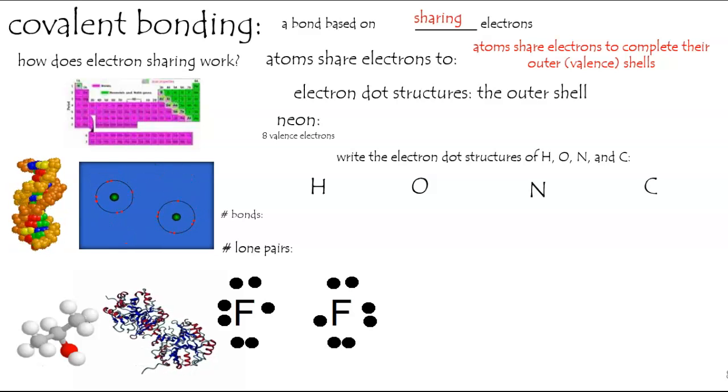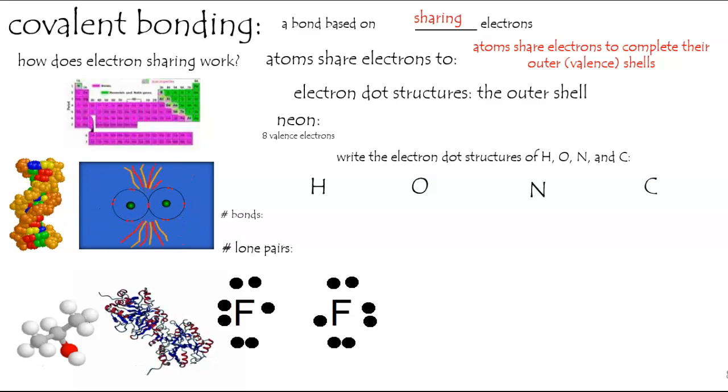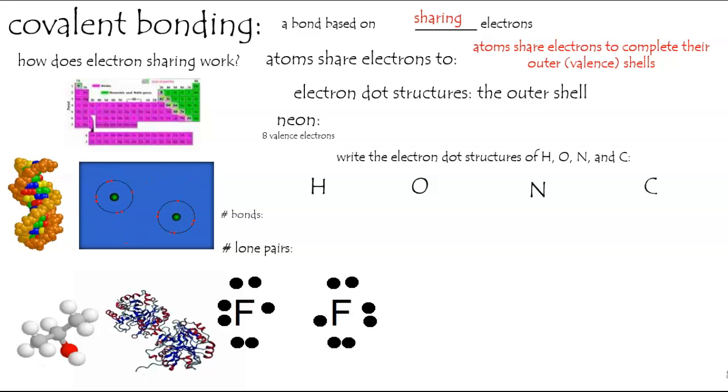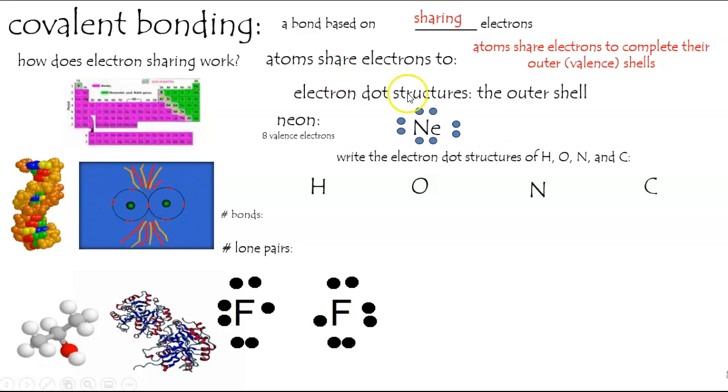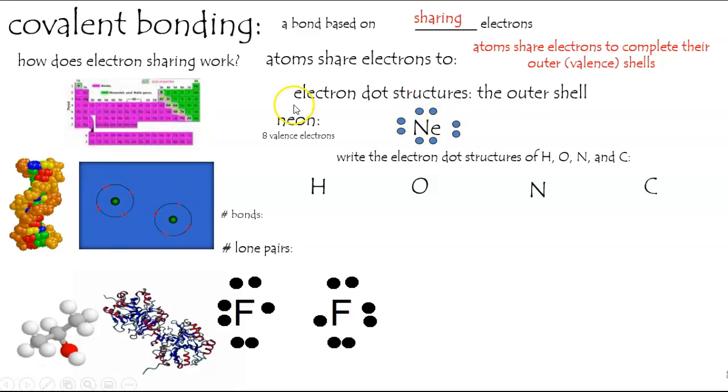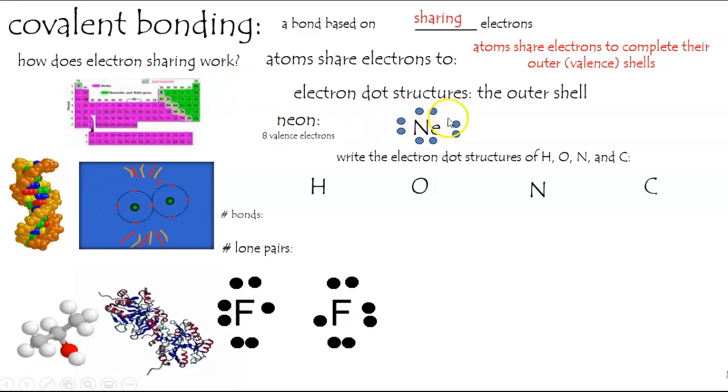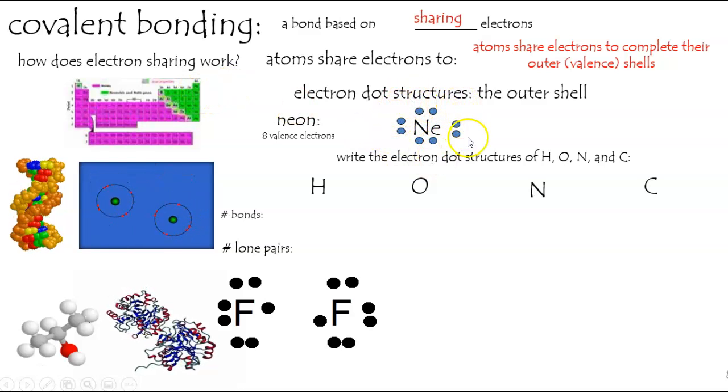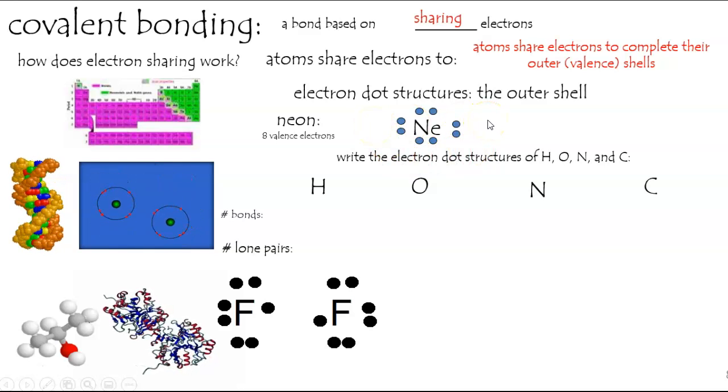So let's consider the electron dot structure of neon. It's really helpful to take a look at something that has a full outer shell. Neon has 8 valence electrons. Let's spread them out, 2 to a side. That's called a dot structure. And that's a stable guy.